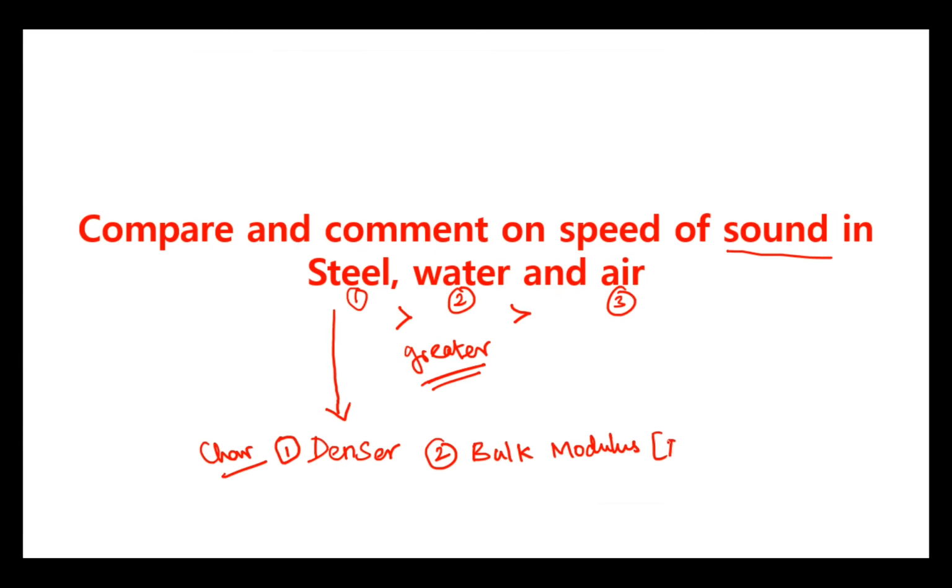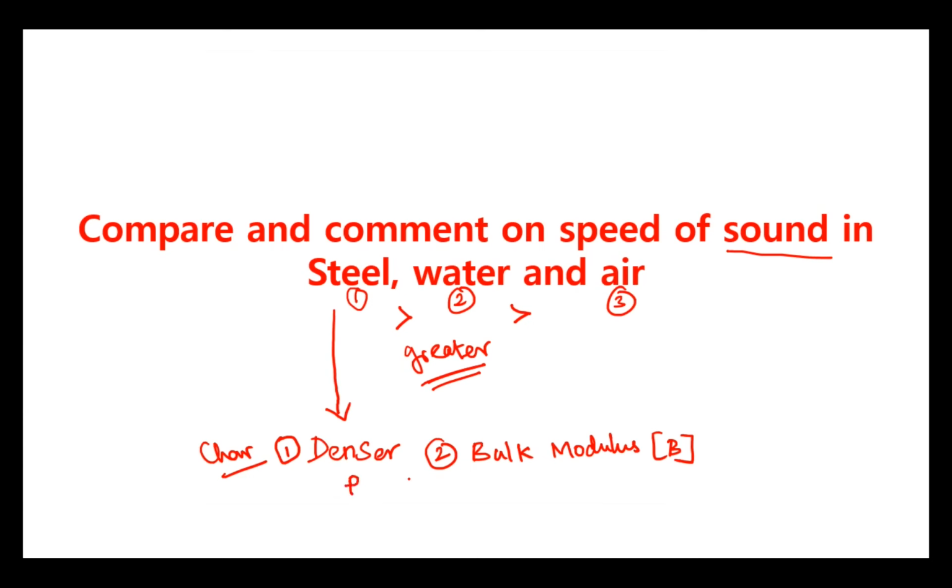Okay, so we used to denote it as B. If you take steel, it has a huge bulk modulus compared to water and air. So you can say it is greater in steel compared to air and water. Keeping bulk modulus and denser medium, so density.